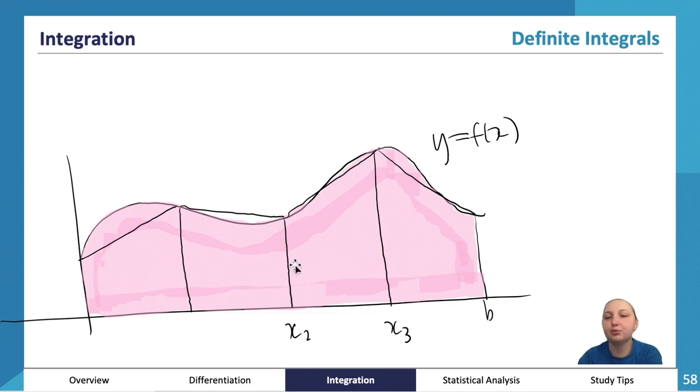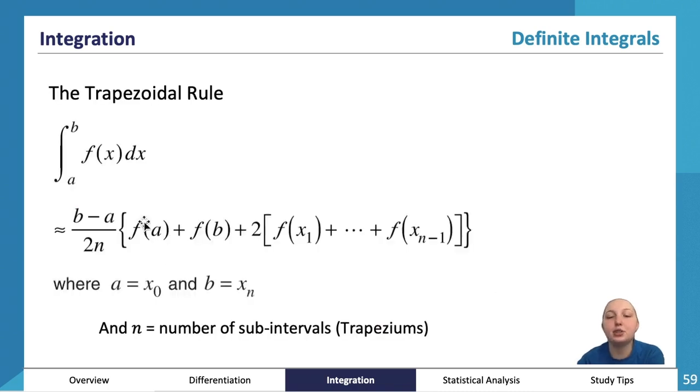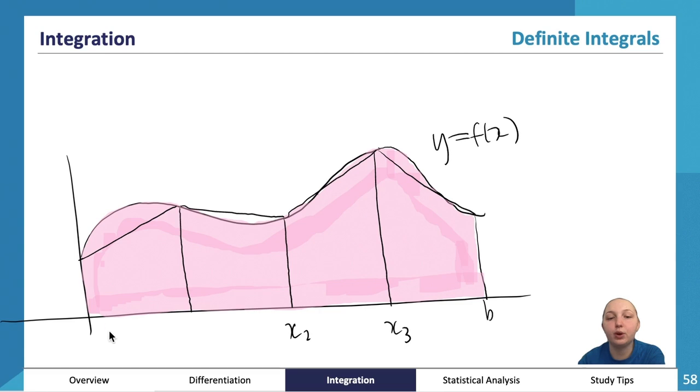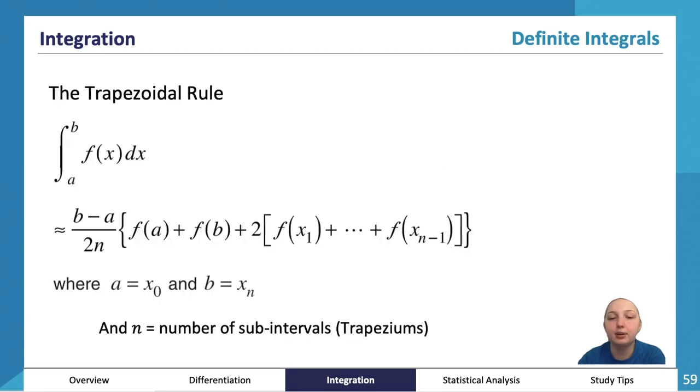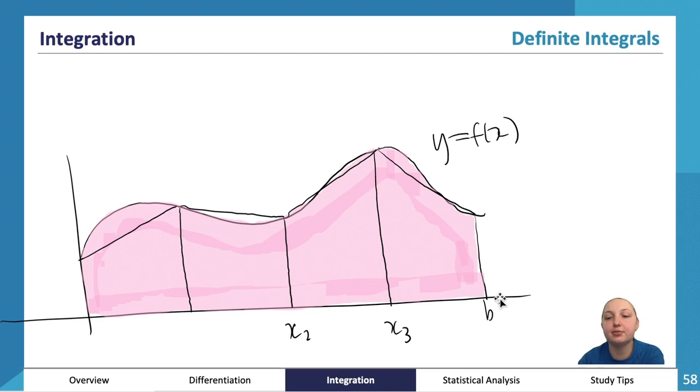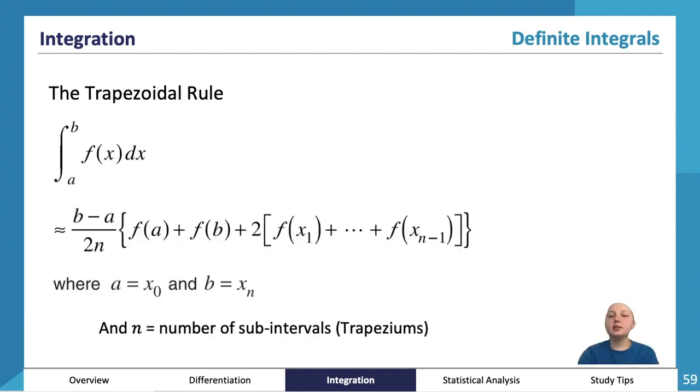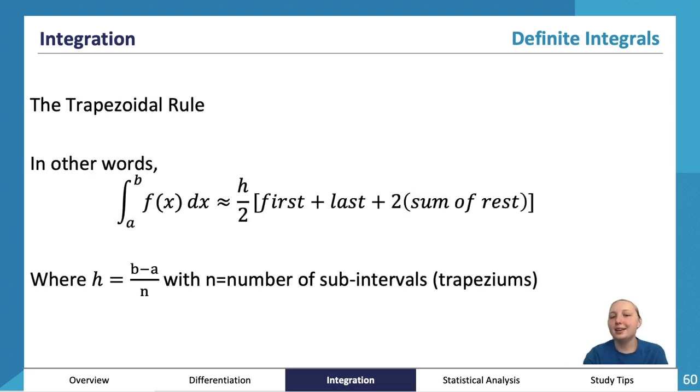So let's say here we've got 4 trapeziums. And then we do f(a), where f(a) is our first value, plus f(b), the final value, plus 2 times the values of each of the things in the middle. Okay, this seems a little bit complex. So in a simple form, the trapezoidal rule is h on 2 times (the first plus the last, plus 2 times the middles), where h equals (b minus a) on n.